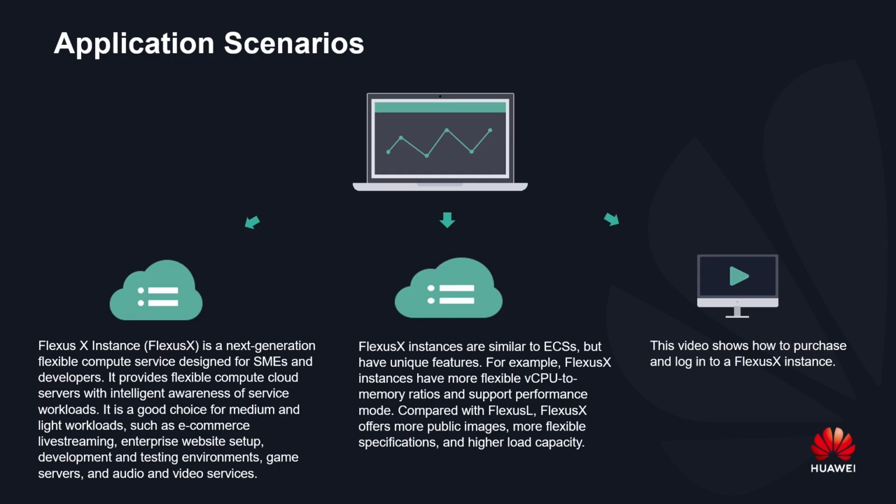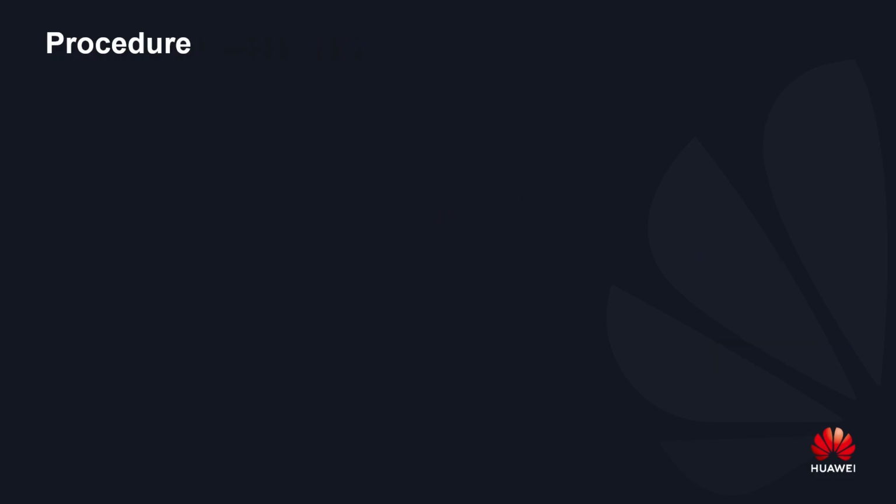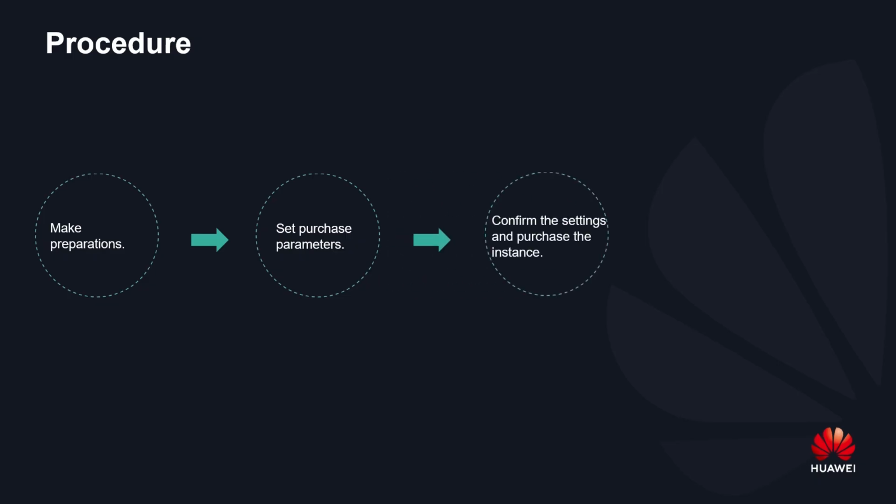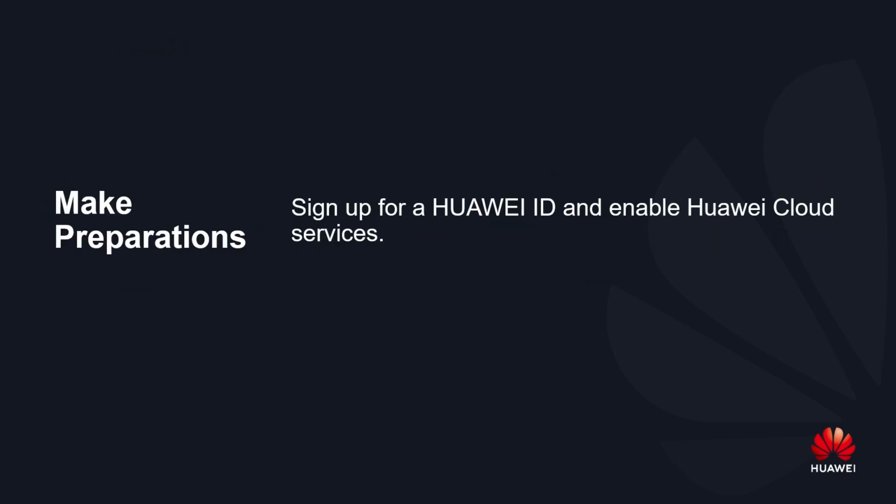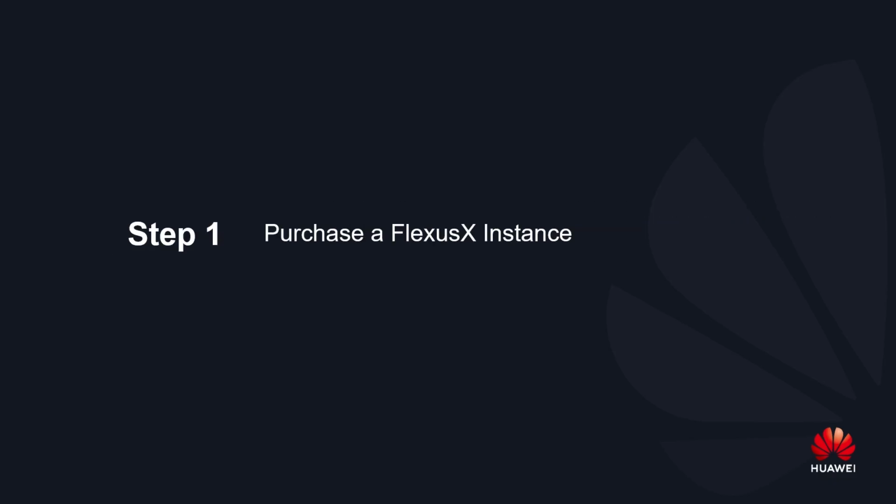This video shows how to purchase and log in to a FlexusX instance. The procedure is as follows. Make preparations. Set purchase parameters. Confirm the settings and purchase the instance. Log into the instance using VNC. Before purchasing a FlexusX instance, sign up for a Huawei ID and enable Huawei cloud services.